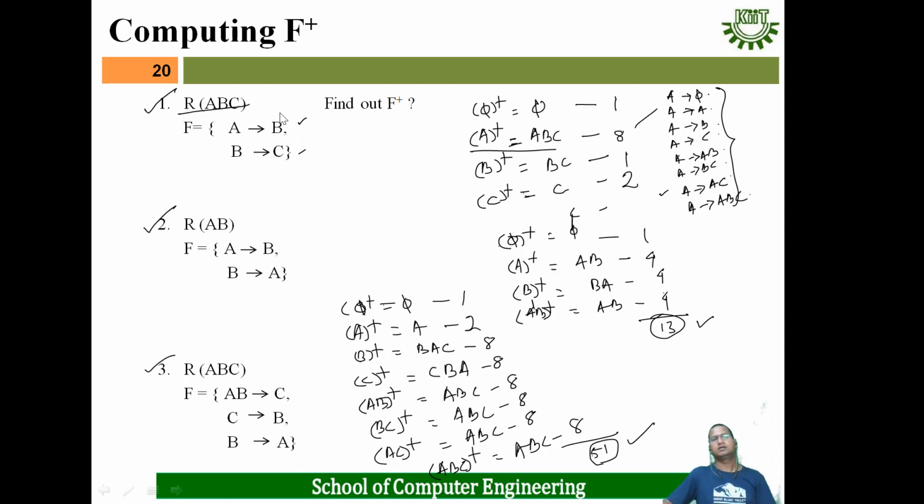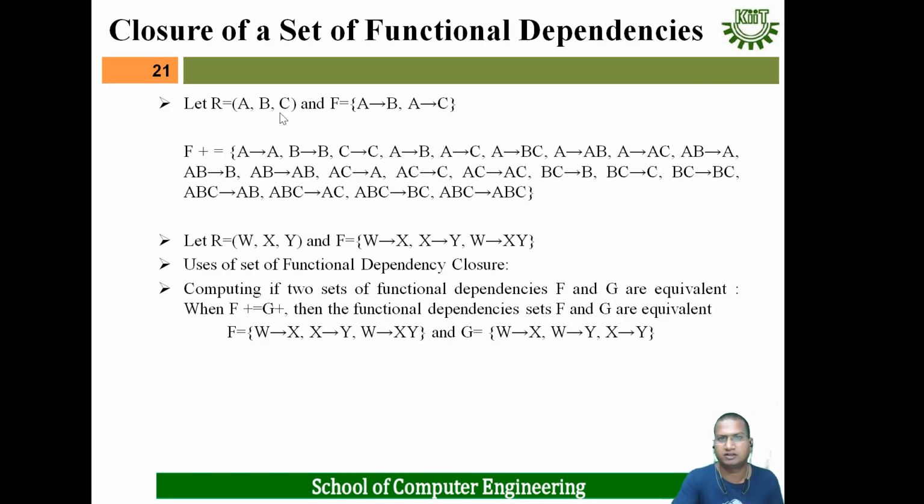Okay, this is your F closure. But in this case, how are 8 functional dependencies possible? In this way, you have to evaluate. Suppose A closure is equal to ABC. These are the various functional dependencies. So similarly, you can find out total 51 functional dependencies in this case. Okay, this is all about F closure, closure of a set of functional dependencies.